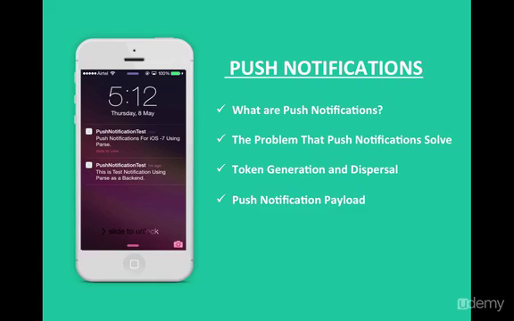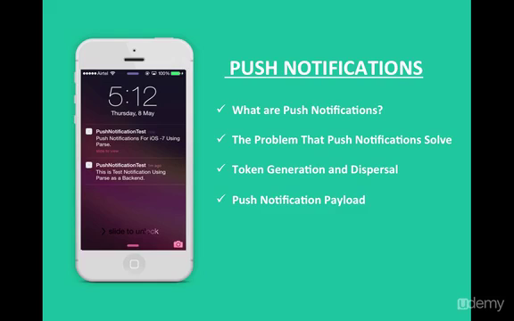So what are the problems that push notifications can solve? Well, on iOS devices, only one application can be active in the foreground at a time. Many applications operate in a time-based or interconnected environment where events of interest to the user can occur when the application is not in the foreground. So push notifications allow the application to notify its user when this event occurs.